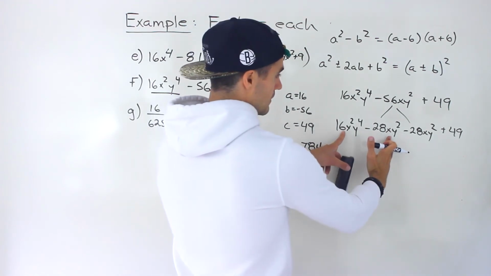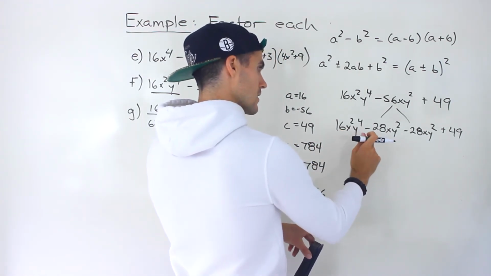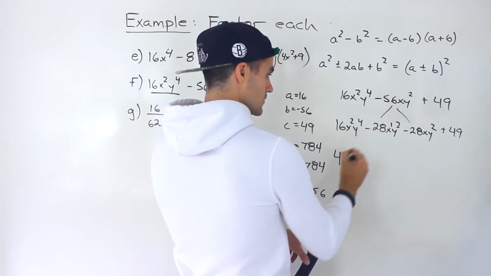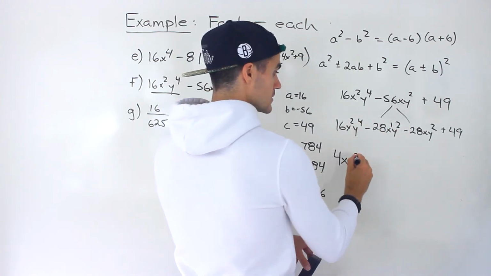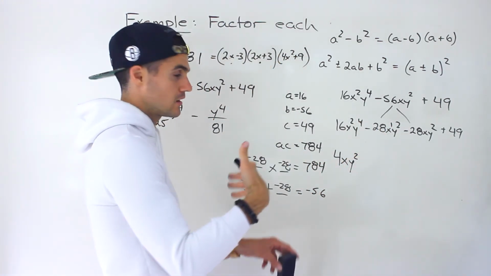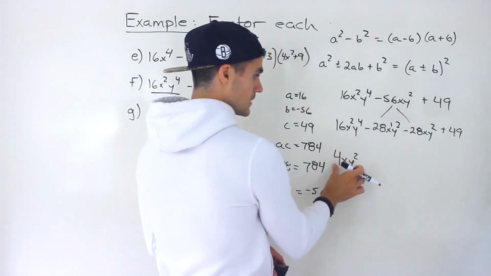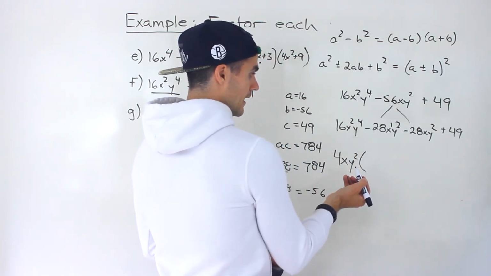So what can we take out of these two? Well, between the 16 and the 28, we could take out a 4. We got x squared, x to the 1, so we could definitely take out an x. And then we got y to the 4, y to the 2, we could take out y to the 2. We could always take out the lowest exponent if that variable is common in all the expressions. So from these two, we could take out this. What would we be left with in brackets?